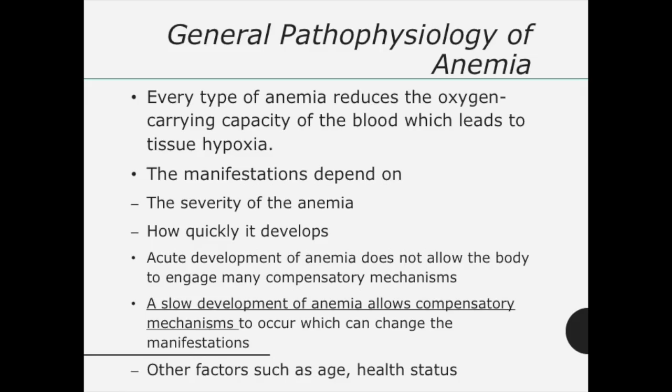When we think about the general pathophysiology of anemia, we have to think about the fact that every type of anemia will reduce the oxygen carrying capacity of the blood, which leads to tissue hypoxia. So think about what hypoxia looks like in your patients, and then depending on how severe that hypoxia is, you might get different manifestations.